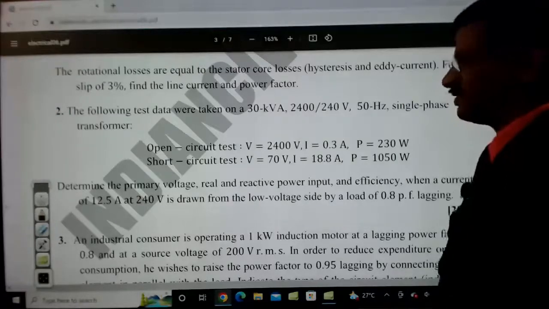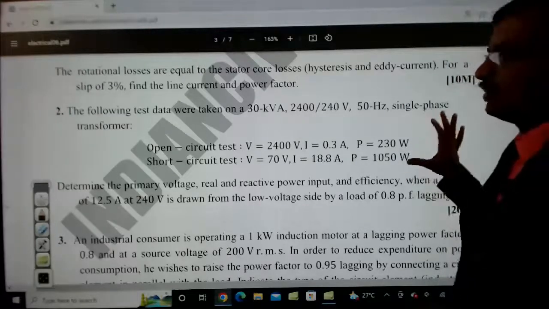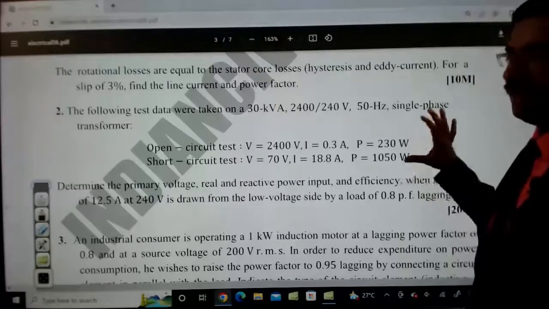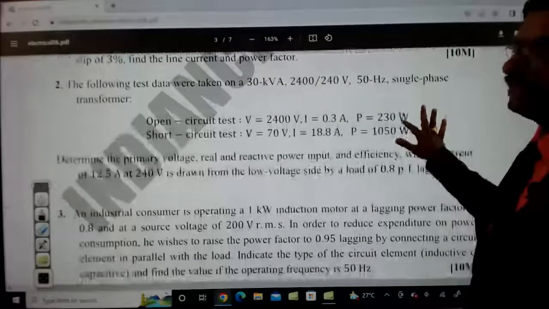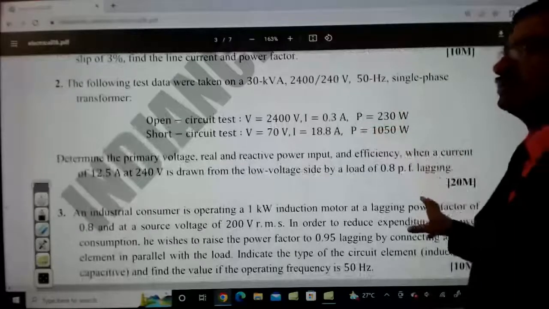So this actually was given for 20 marks, and this is a standard open circuit and short circuit test of the transformer. Transformer testing we have, and in that, this question is a standard question.